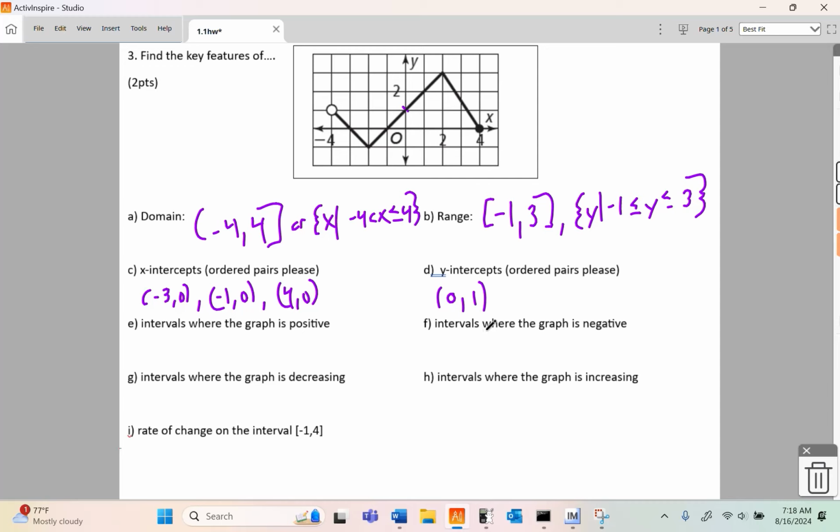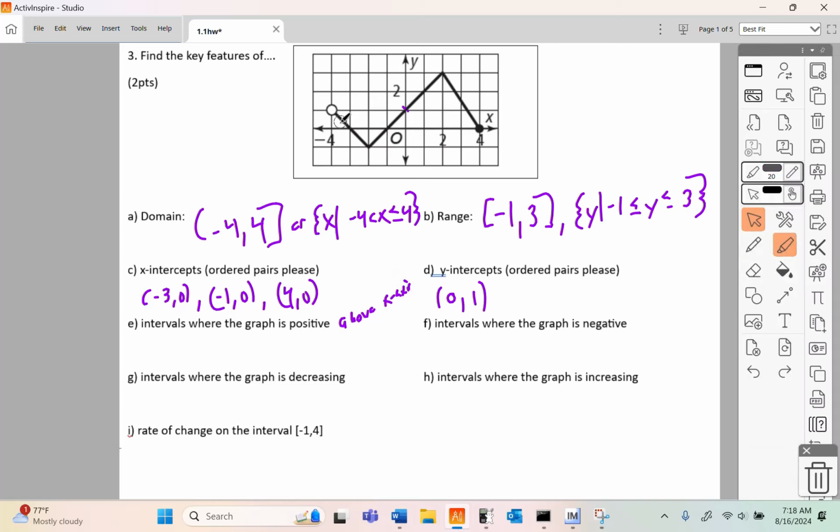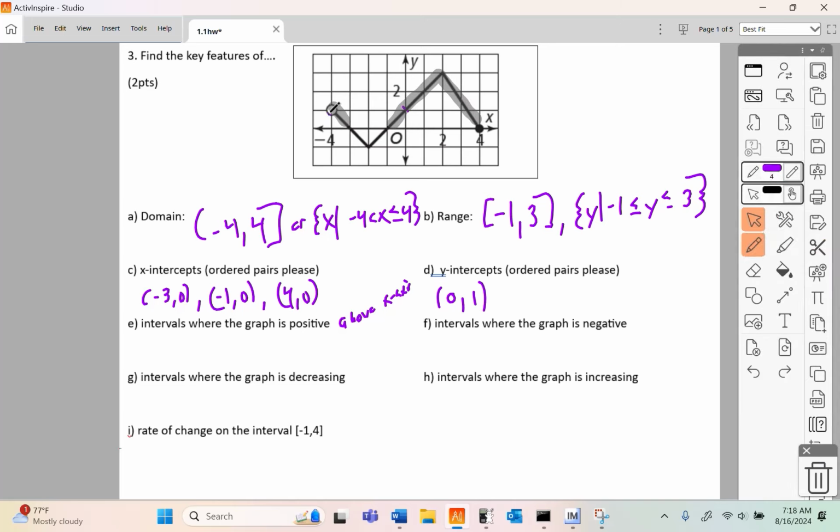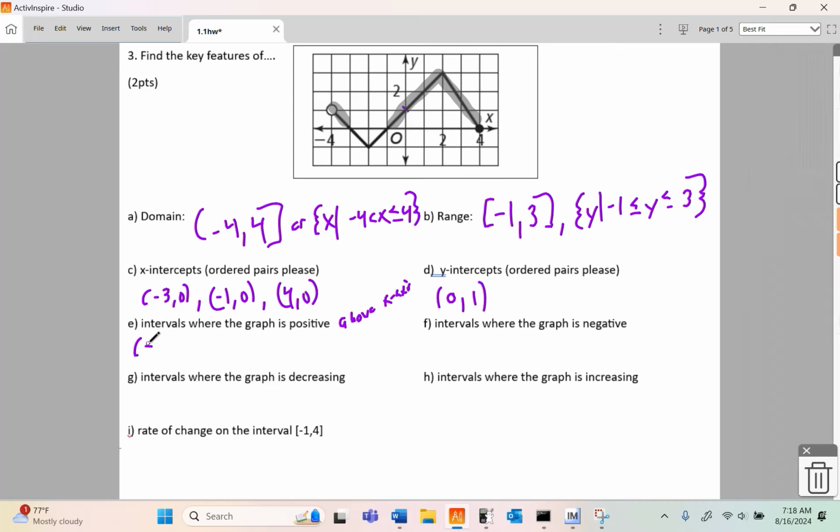Intervals where the graph is positive. You're positive if you're above the x-axis. So I'm going to go ahead and outline everywhere I'm above the x-axis. I'm above the x-axis here, here, and there. And then I start talking about the values of x that make this true. I'm above the x-axis between -4 and 3, not including 3, because at 3 I'm on the x-axis. So from -4 to 3. Now we also have this word union, which basically means and, or. Also from between 1 and 4. And you look at your x values.